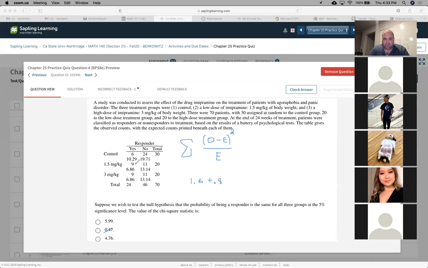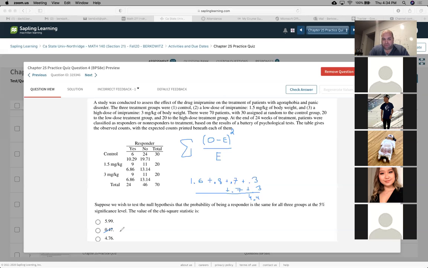9 minus 7 is 2. 2 squared is 4. 4 over 7 is about 0.5. 11 minus 13 is 2, 2 squared is 4. 4 over 13 is about a third, so about 0.3. 9 minus 7 is 2. 2 squared is 4. 4 over 7 is about another 0.7. And then 11 minus 13 is 2. 4 over 13 is about 0.3 again. So it should be somewhere in the vicinity of 1.6 plus 2.4, 3.1, 3.4, 3.7. I get about 4.4 as my answer.